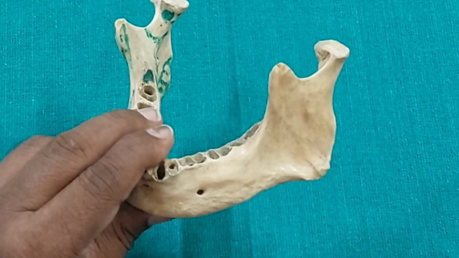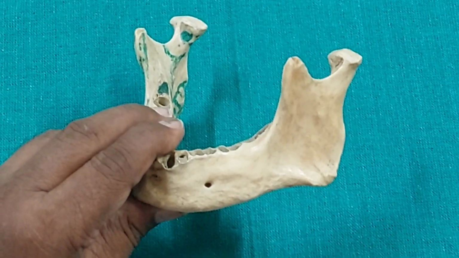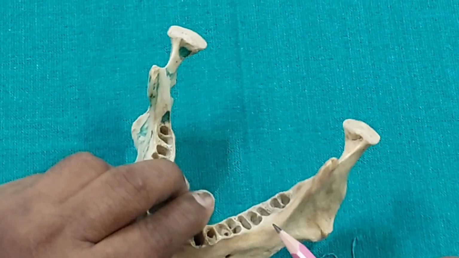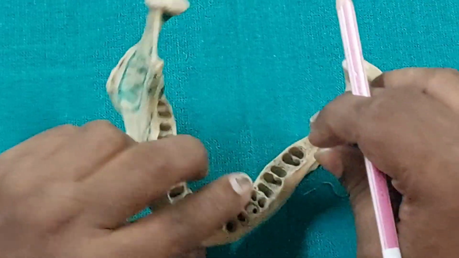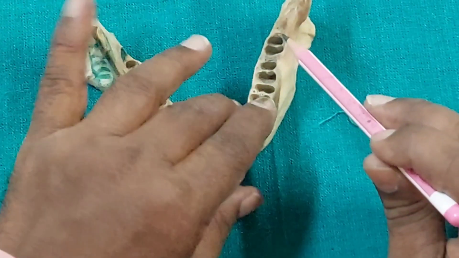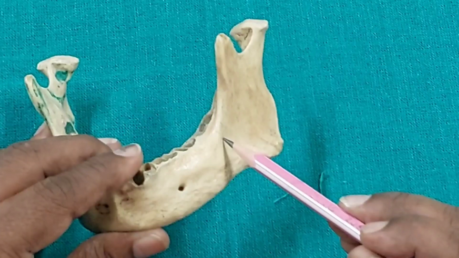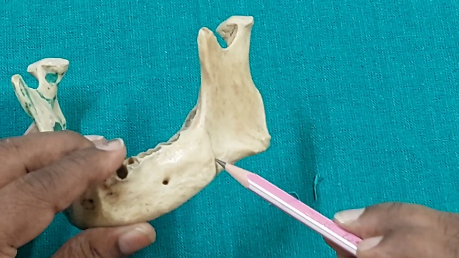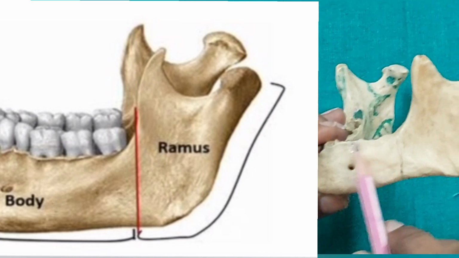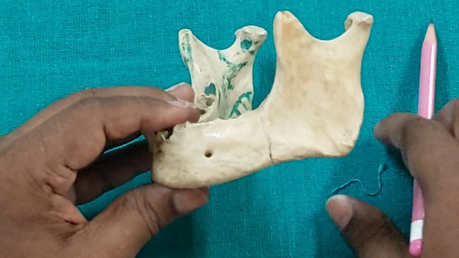Then what is the line of demarcation between the ramus and the body? If I draw a line at the junction, it is an imaginary vertical line extending from the alveolar process behind the third molar. This is the third molar tooth of this side. From there, if you draw a vertical line, imaginary line of course, vertically downwards like this, up to the lower border here, this is the line of demarcation between the body and the ramus. So this part is the ramus now.